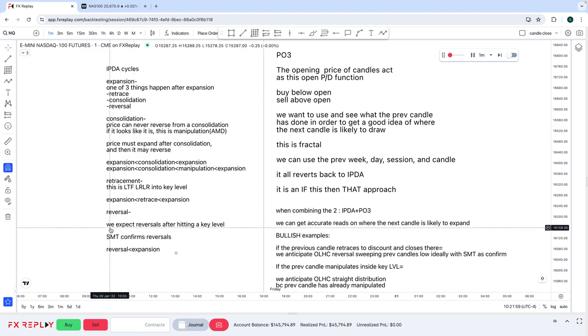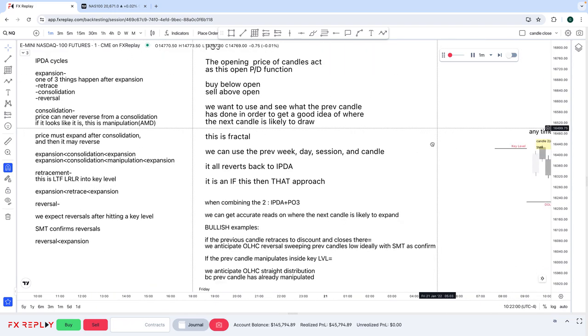So that's this simple expansion, retracement, expansion. Reversal. We expect reversals after hitting a key level. SMT confirms reversals. Reversal expansions. This is exactly what we want to see and what we want to get in after. We can trade the reversal with SMT, but after the reversal is put in, so the smart money reversal, we want to trade the low risk buy in the stages of distribution, and we can see that within these candle closes and power of three. So let's just get into power of three.